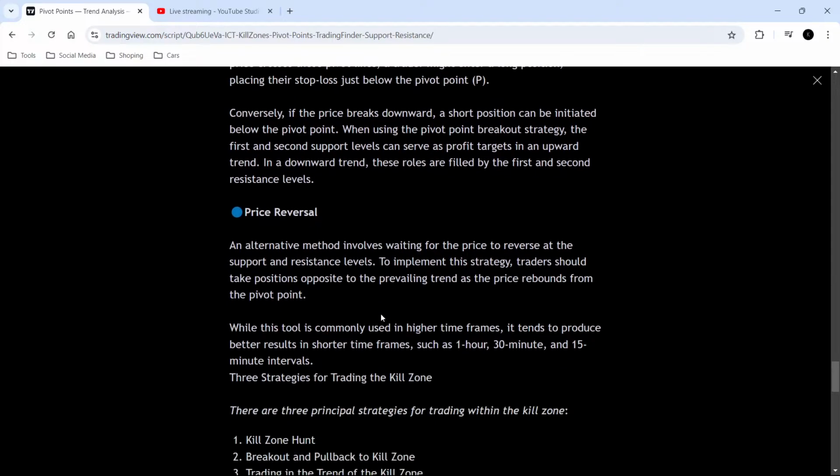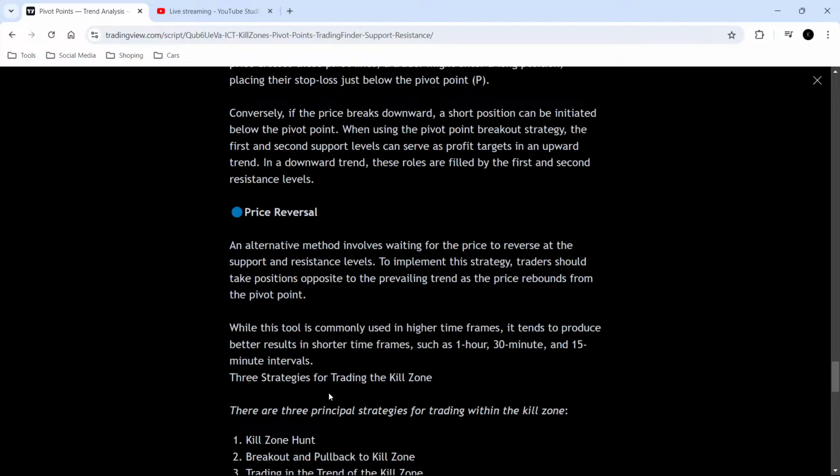Price reversal. An alternative method involves waiting for the price to reverse at the support and resistance levels. To implement this strategy, traders should take positions opposite to the prevailing trend as the price rebounds from the pivot point. While this tool is commonly used in higher time frames, it tends to produce better results in shorter time frames such as 1 hour, 30 minutes, 15 minutes intervals.